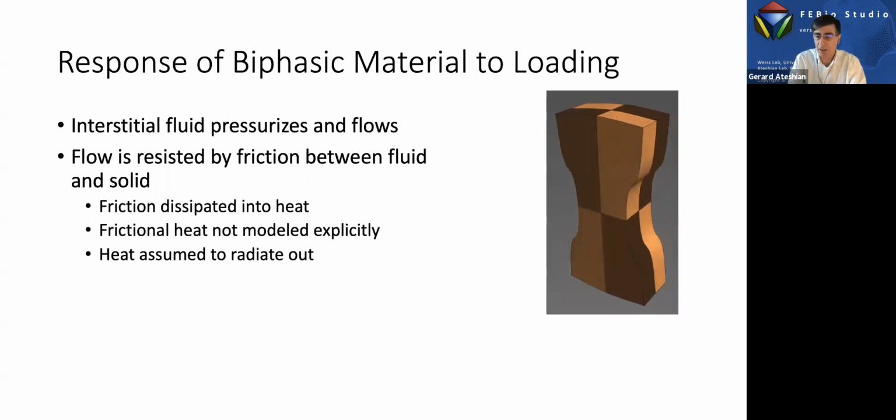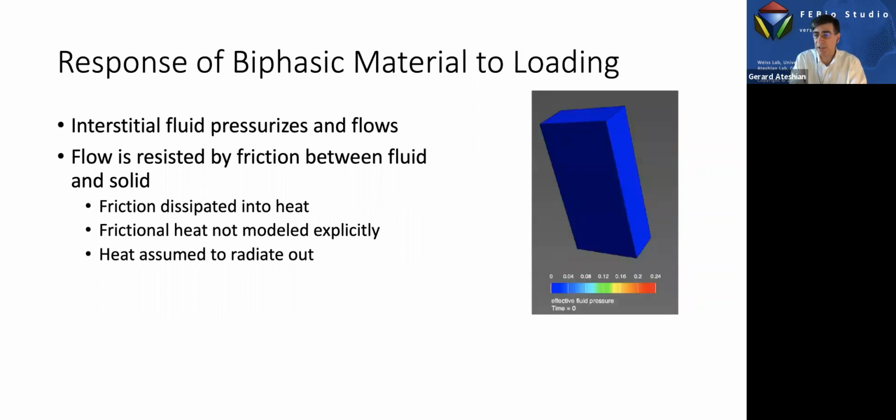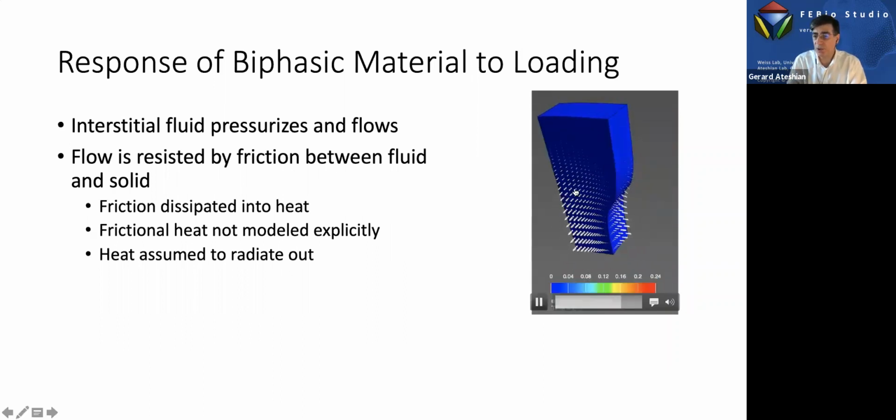Here's an example of a sponge, which is a biphasic sponge being squeezed on the side. We are modeling only a single octant of the sponge, and then I'm using the symmetry planes in FEBio Studio to display the entire sponge, just for fun. In this particular case, I can show you the fluid pressure and the fluid flux. The fluid pressure is 0 on the outside boundary because that's the boundary condition that I want.